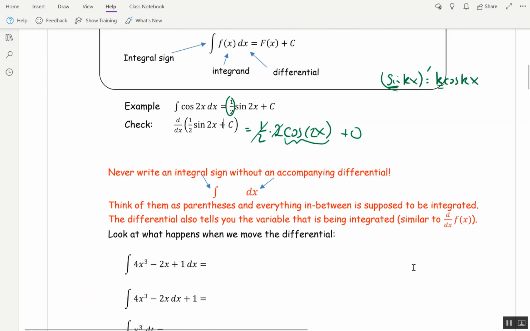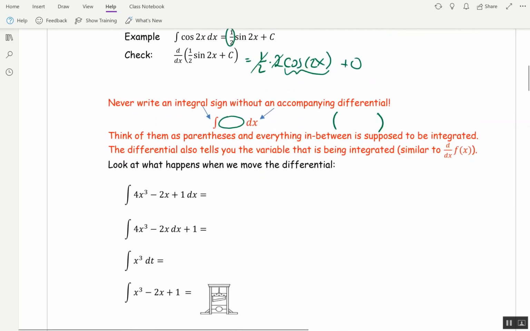Never write an integral sign without the differential. Students get a little bit sloppy and they'll do that, and I'm going to be really hard on you. Think of these as parentheses. You would never, ever in English see just one parenthesis, right? Well, maybe you would, but I don't think so, not that I'm aware of. They always come in pairs. Integral signs always come with differentials. And the nice thing is, you're supposed to integrate everything in between. They're like bookends. So let's see what happens if I move the differential around.